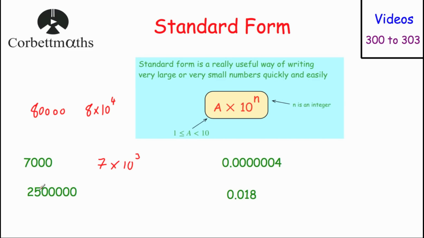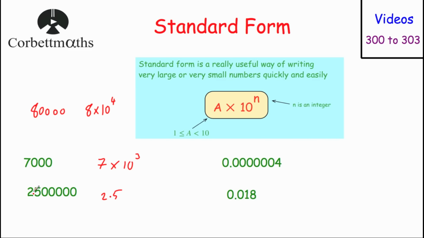Okay, let's have a look at our next one. So our next one is to write 2,500,000 in standard form. So we're going to choose a number between 1 and 10. Now we've got 2, 5, so we're going to choose 2.5 here, because that's a sensible number to choose between 1 and 10. Now what we're going to do is figure out, if we have 2.5, how many times we need to move the decimal point to get it at the end of the number.